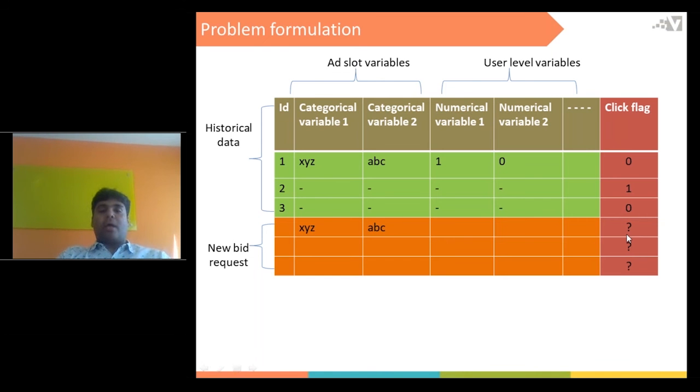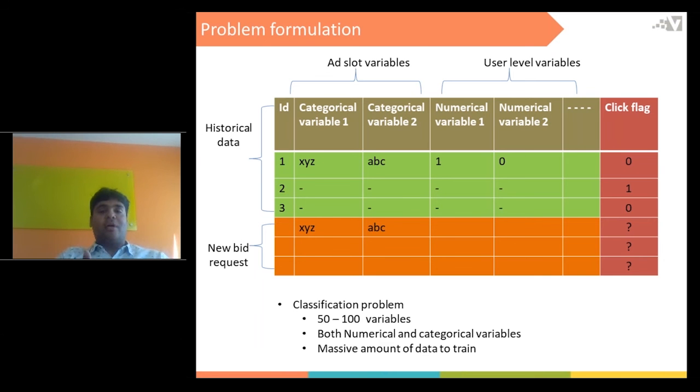If you see this kind of table, it should instantly come to your mind that it's a classification problem, where you have some input variables, and the output variable is basically a 0 or 1 flag. That becomes your training data, and new bid requests are coming in with the variables for which you have to do the prediction. So in our case, this is a classical classification problem.